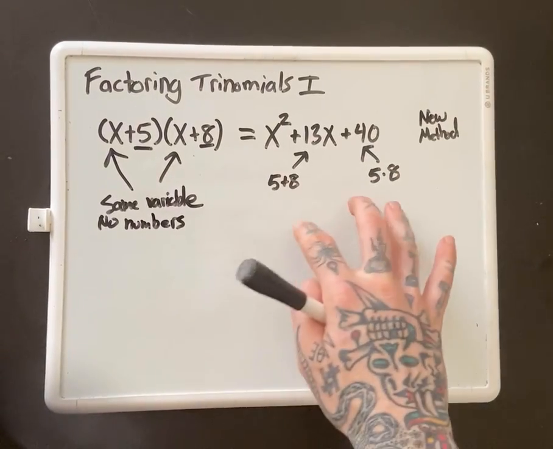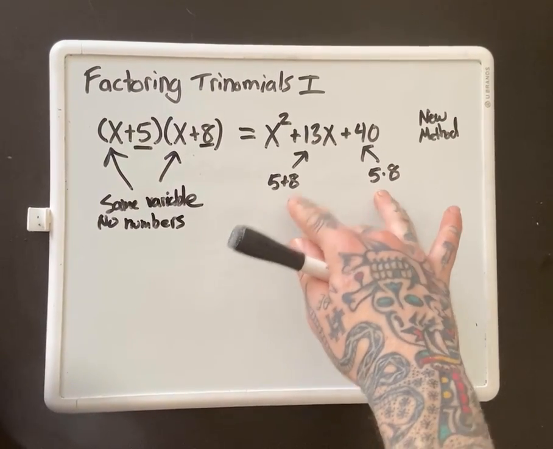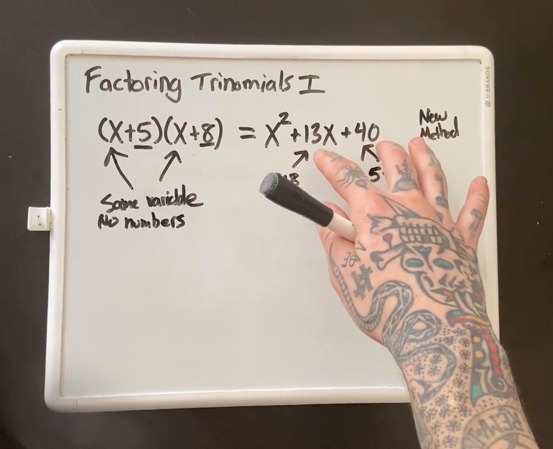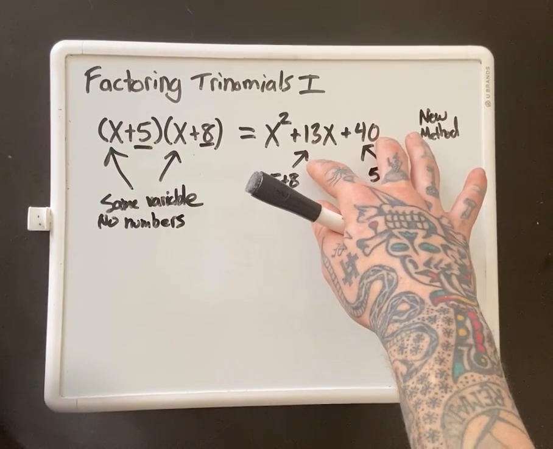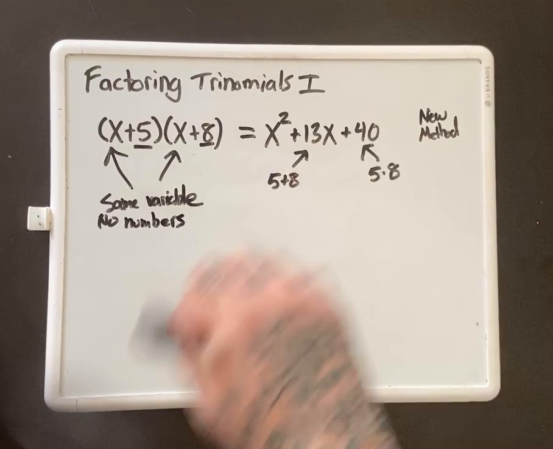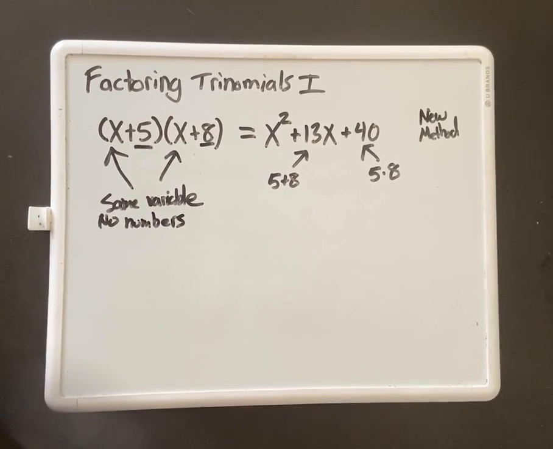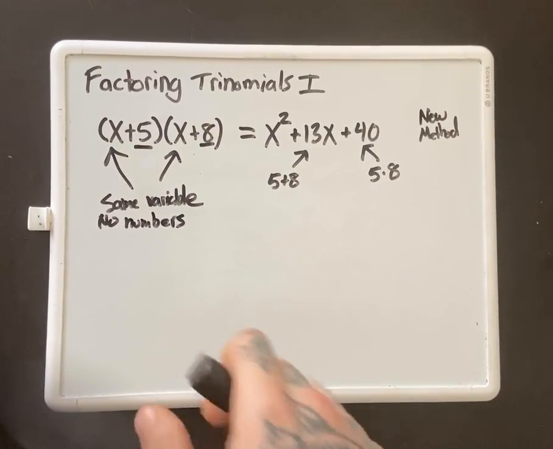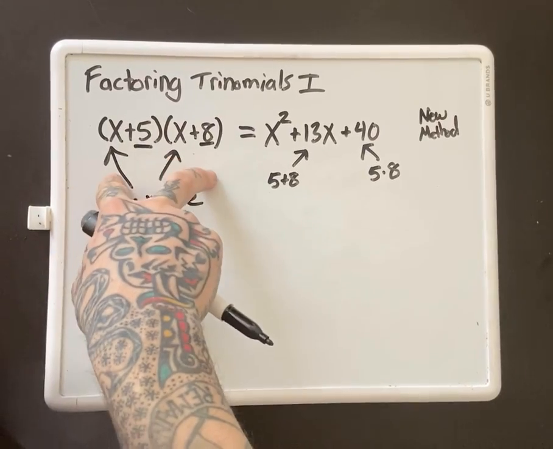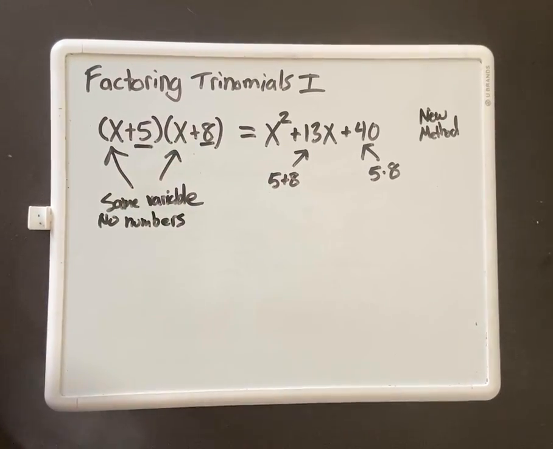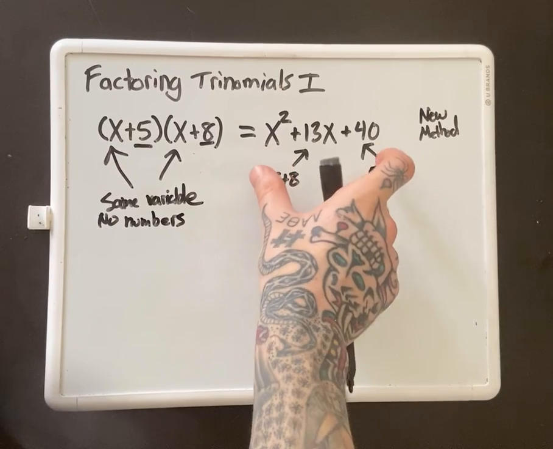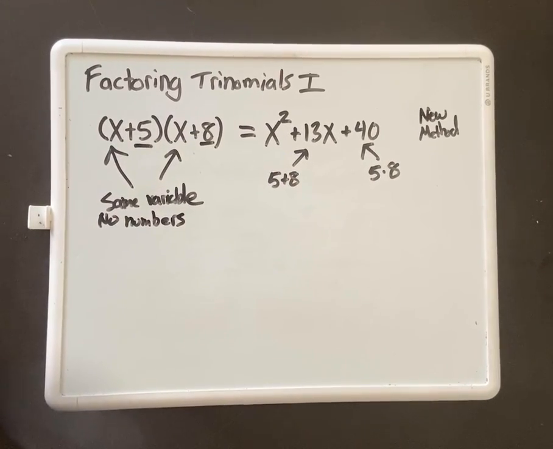So we use those same two numbers to help us find the two remaining terms in our trinomial. Notice that we go from two binomials being multiplied together to a single trinomial. Okay, that'll be important to think about during the rest of the lesson.